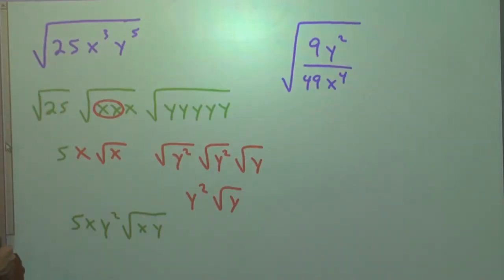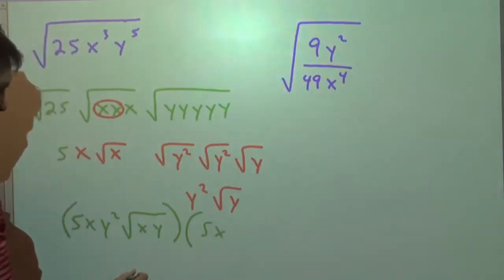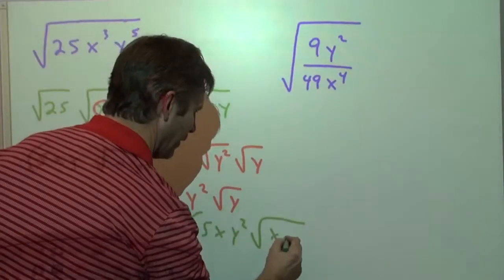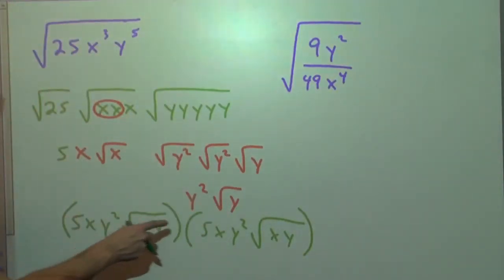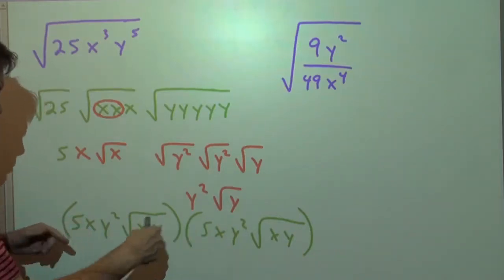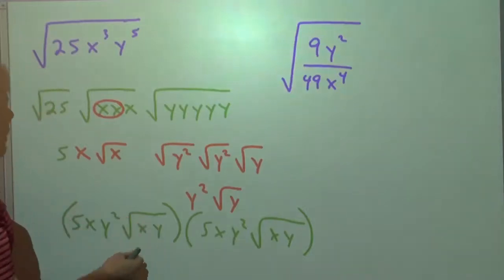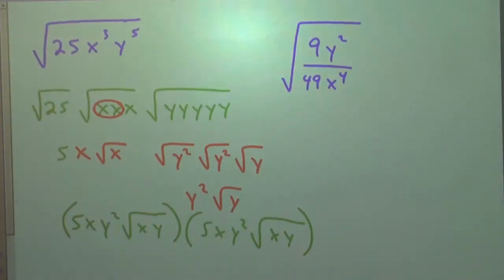And we can know that because if we multiplied this by itself, if we squared this thing and multiplied back the 5xy squared times the radical of xy, if we multiply this by this, we get 5 times 5, which is 25. We get an x times an x, which is an x squared, and the square root of x times the square root of x is another x, so we'd get an x cubed, and we'd also get the y to the fifth.